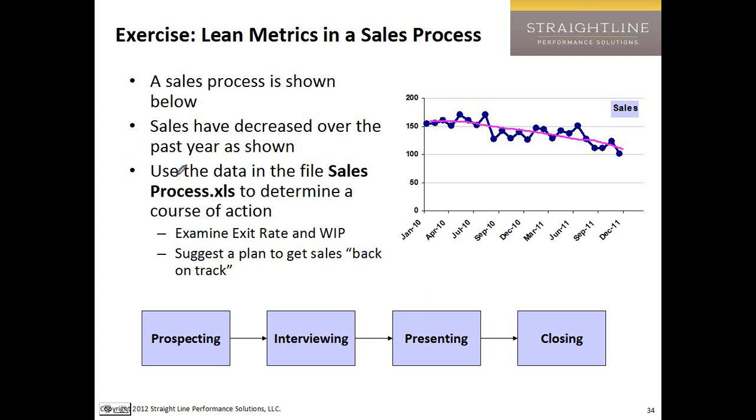What I'd like you to do is to use the data that's in the file salesprocess.xls to determine a course of action. Okay, what would you do? Just at a very high level. Obviously, we're not going to say fire people or sell a different product or whatever. But I want you to examine the exit rate and the WIP and to suggest a plan to get the sales process back on track. Okay? That's going to be in your next assignment, and hopefully that will be a nice challenge. You'll be able to get to see some of these lean metrics at work.